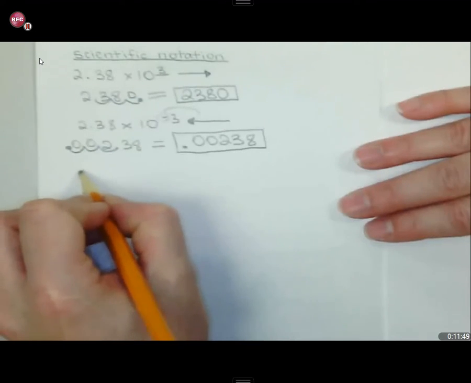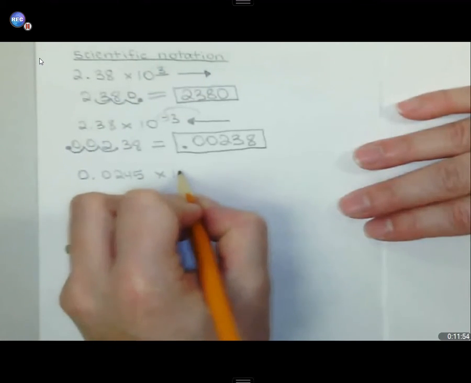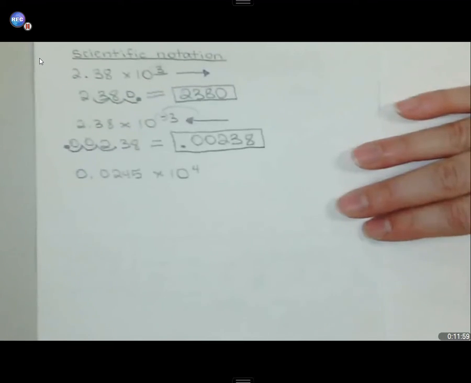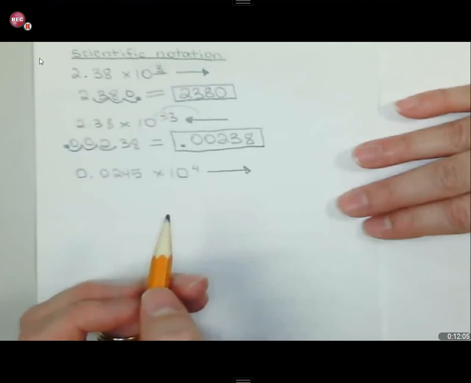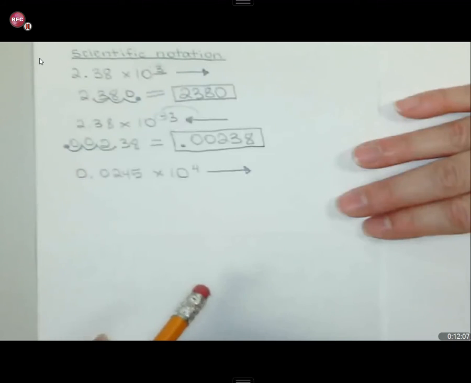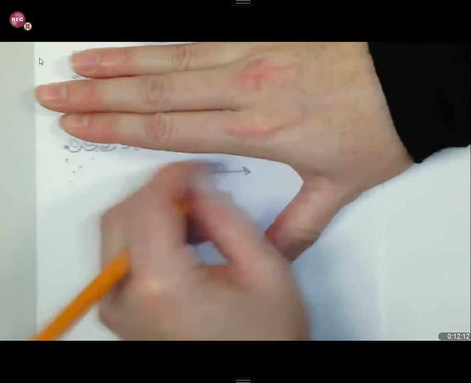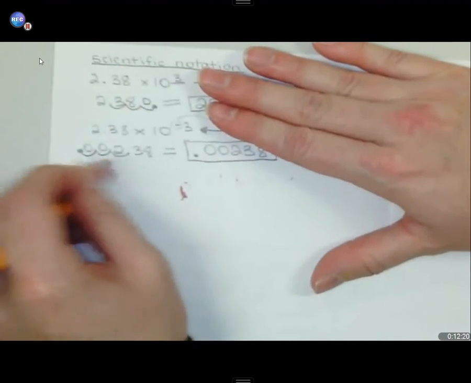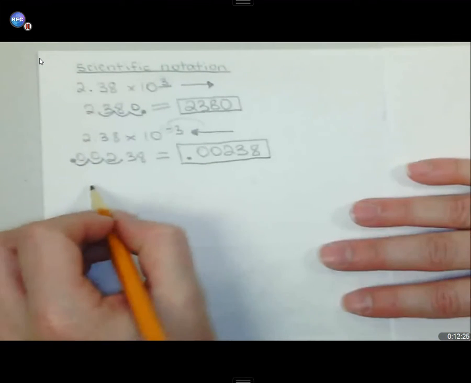Now, what if you had something that was like 0.0245 times 10 to the fourth? Okay. What you're going to do is you're going to move this direction. Okay, I was about to do the exact same kind of explanation that I did above. Ignore me on that one. All right, erase that. Sorry, don't do that. My bad.